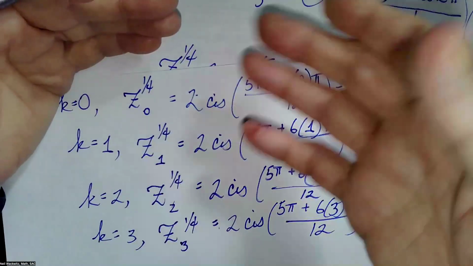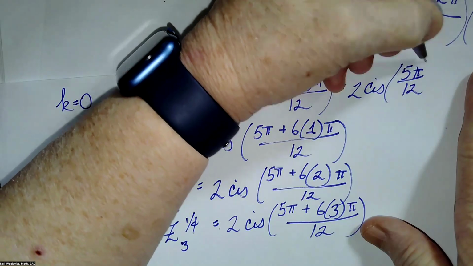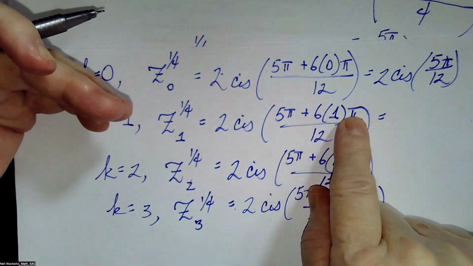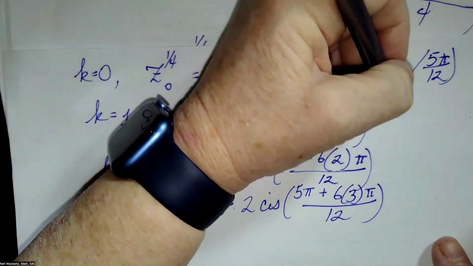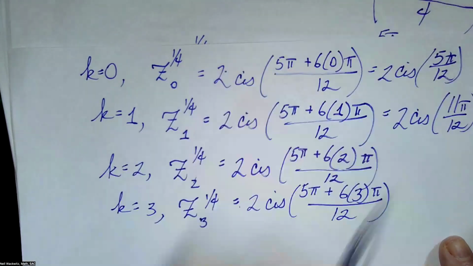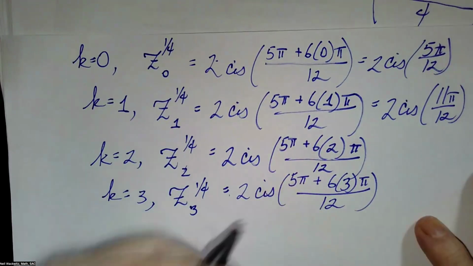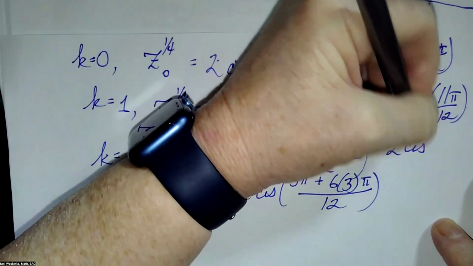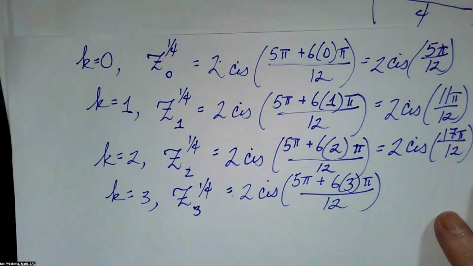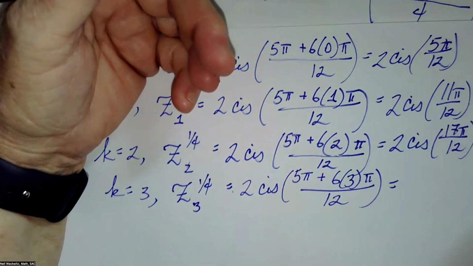So let's see, 6 times 0 is 0, 5 pi over 12. Six times 1 is 6, plus 5 pi is 11 pi. Six times 2 is 12, plus 5 is 17. And 6 times 3 is 18, plus 5 is 23.